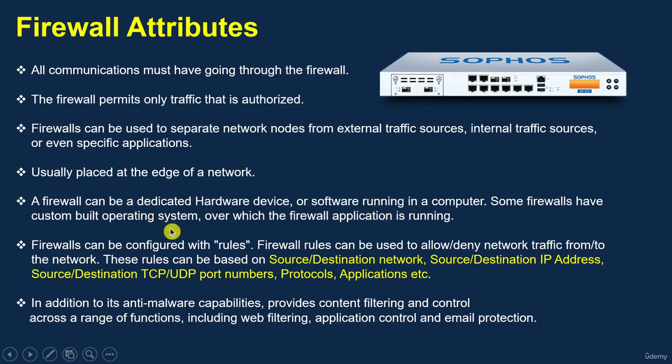The next one is that a firewall can be configured with rules. We can configure these firewalls based on different criteria. Basically, these are a few of the criteria. We can set rules based on the source and destination network, according to source and destination IP addresses, and the port numbers, which we call services, and according to the protocol and application. Likewise, we can set the rules on the firewall.